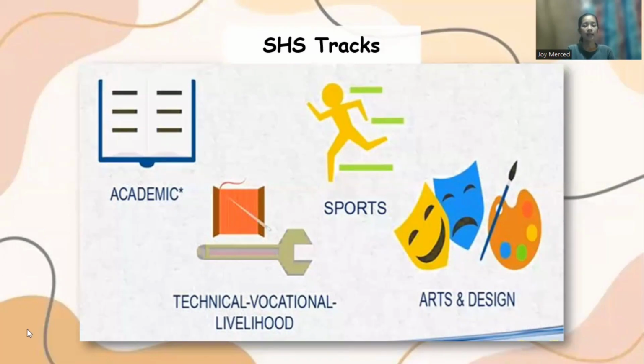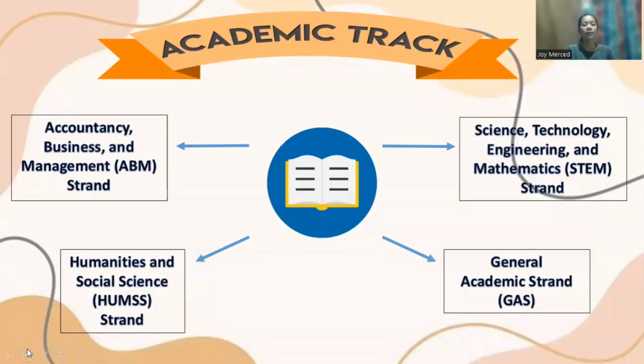Let's start discussing the first track, which is the academic track. The academic track prepares students who want to take up college. Their subjects in the academic track are broad and general. There are 4 strands in the academic track. The first one is the ABM strand, or the accountancy, business, and management. Next is the STEM strand, or the science, technology, engineering, and mathematics strand. Next is the HUMSS, the humanities and social science strand. And lastly is the GAS strand, or the general academic strand.